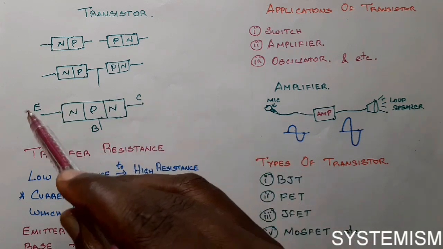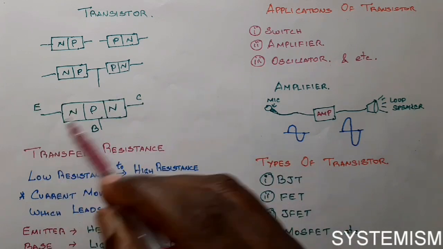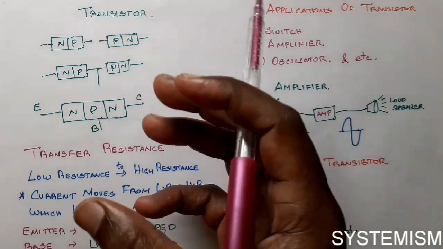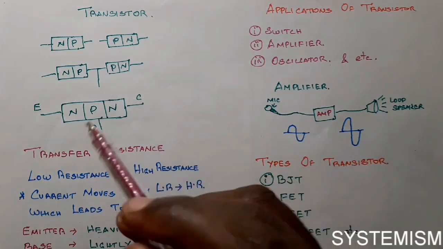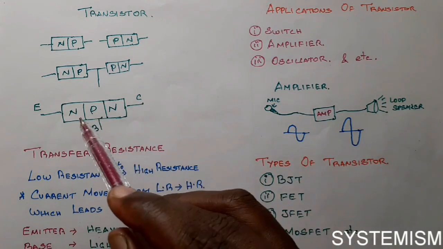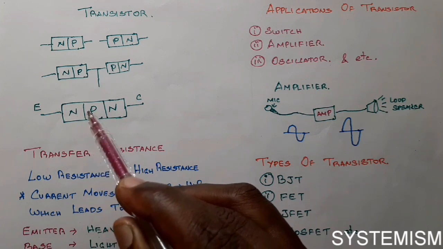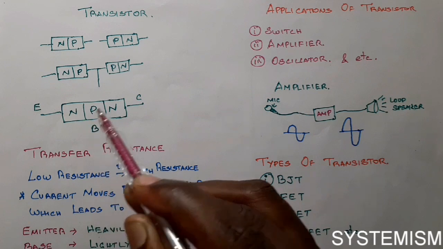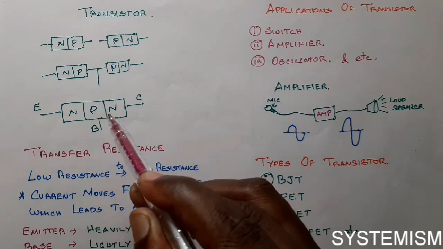As we know, emitter, the name itself says that it emits the current. Collector, the name itself says that it will collect the current. So the current moves from emitter to the collector. At that time, the current moves from low resistance region to high resistance region. Here this wall is having low resistance, this wall is having high resistance.